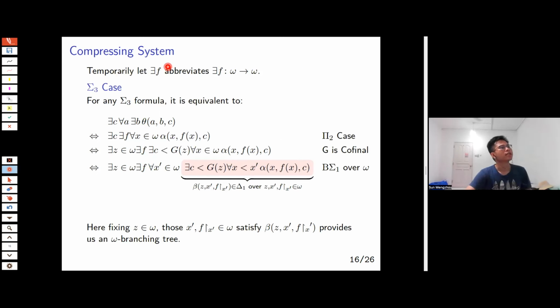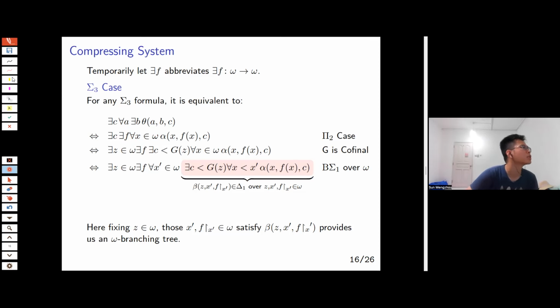We let the exists F mean that there exists a coded function F, which is a total function from omega to omega. And for the sigma 3 case, if we start with any sigma 3 formula, there is a C such that some pi 2 thing is true. And by the last case, we replace the pi 2 thing by the normal form. It is equivalent to say that there is a C such that there is a coded function f such that for any x in omega, alpha x f(x) c holds. And this one says that C is the correct parameter for any x in omega for this coded function f.